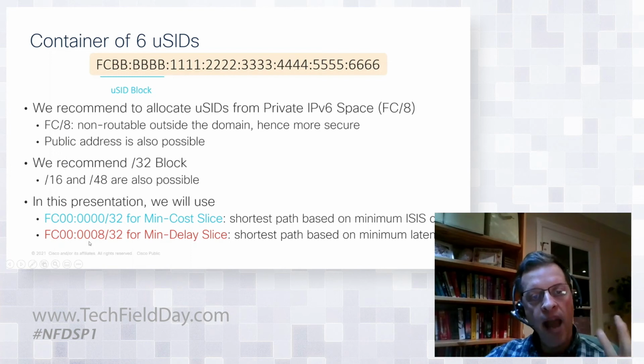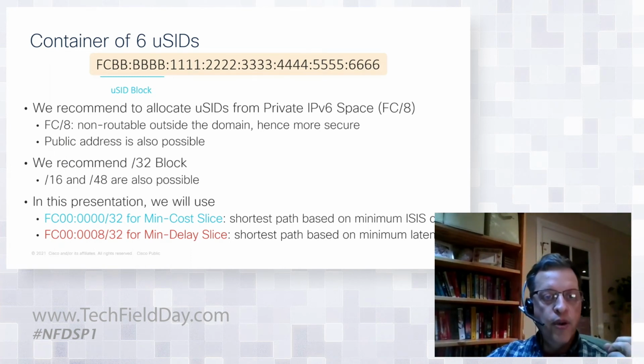You can imagine now that in your network you could have blocks for SRv6. You can have in blue a /32 block where you represent your minimum cost slice, which is basically the shortest path minimizing the IGP metric. Or you could have a red slice with the red /32 prefix, which represents your minimum delay slice in the network. This time minimizing for the link delay measure on every link in the topology.